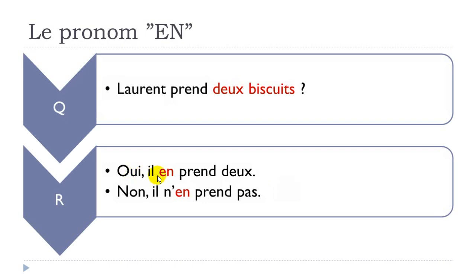Oui, il en prend deux. Okay, so in that case, you've got to put the amount. Il en prend deux. So it would be the same if you would have trois biscuits, three. In that case, you would put oui, il en prend trois. But then keep in mind that if you put the negative answer, non, il n'en prend pas, you don't need to state the amount. Okay, il n'en prend pas.